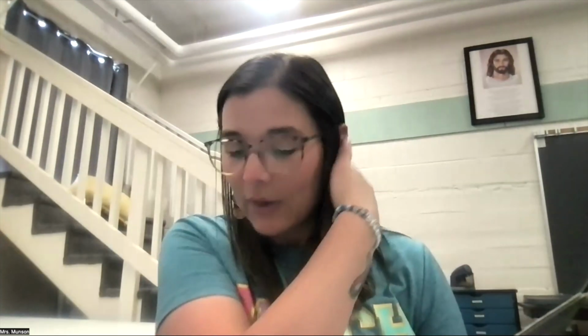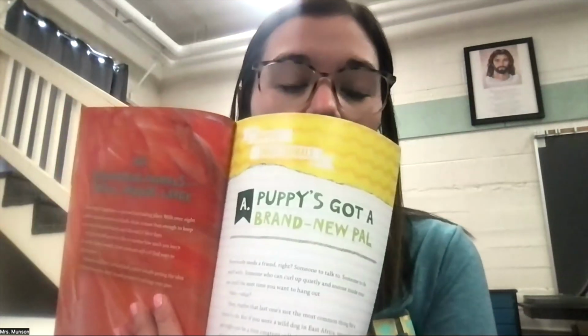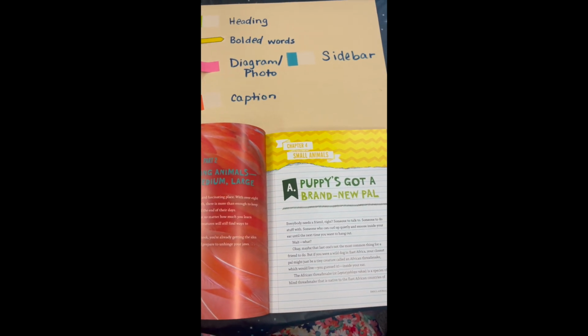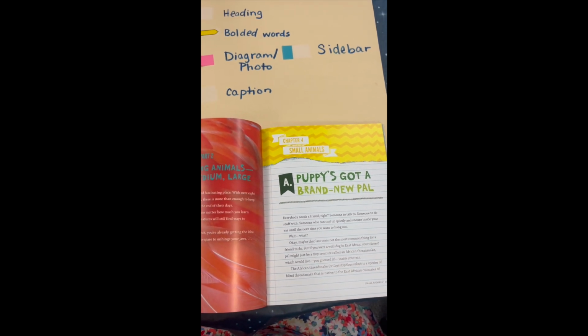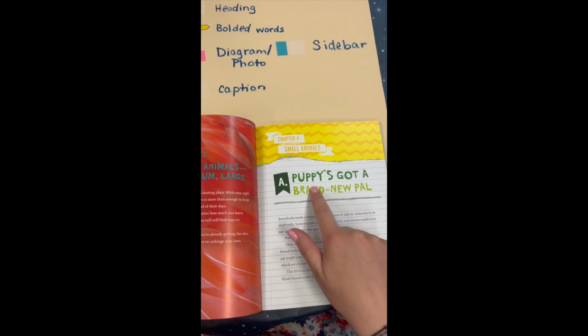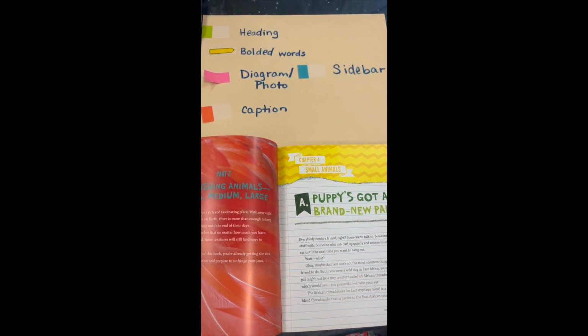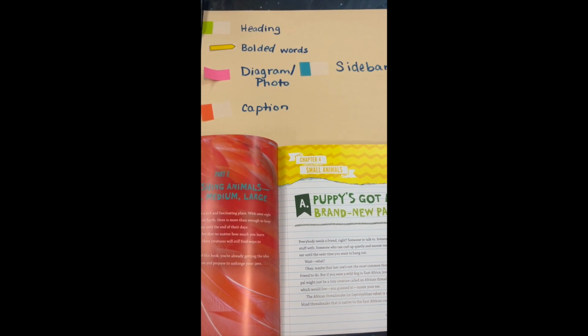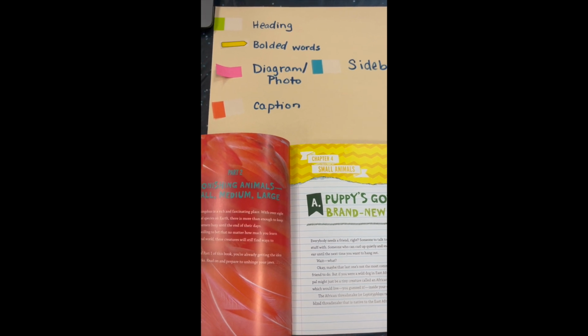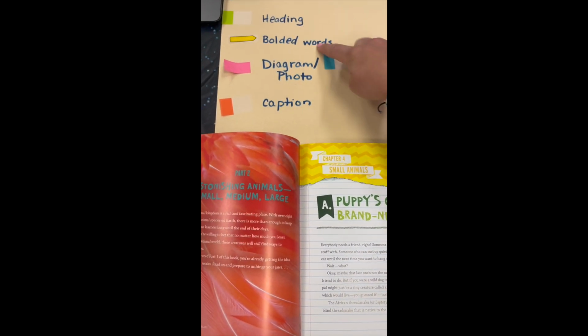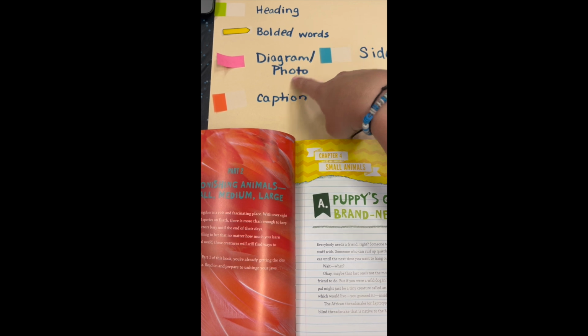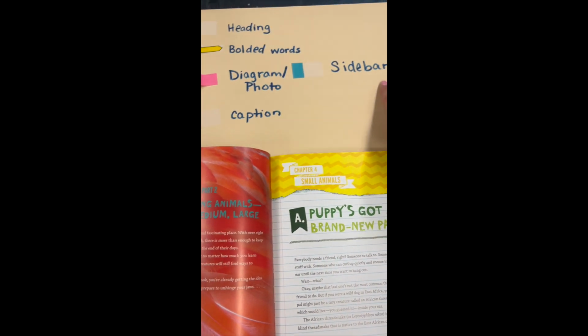So that's how this book is organized. I'm going to read chapter 4, Small Animals. Before I begin reading, I'm going to look through this chapter and mark off all of the different types of nonfiction text features that I find in the story. I'm going to look for headings, bolded words, diagrams or photos, captions to go with those, and sidebars.